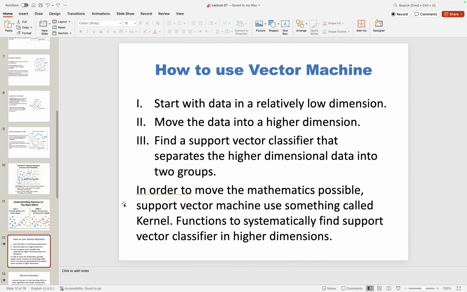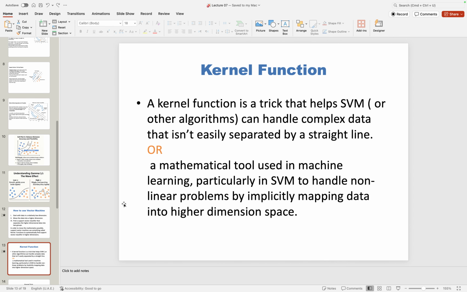So how to use support vector machines is: start with the data in a relatively low dimension, move the data into the higher dimension, and find a support vector classifier that separates the higher dimension data into two groups, right? And in order to make the mathematics possible, support vector machine uses something called kernel. So how many kernels are there? Linear kernel and RBF kernel, right? And a kernel function is a trick that helps SVM or other algorithms handle complex data that isn't easily separable, right? So it's a mathematical tool used in machine learning, particularly in SVM, to handle non-linear problems by implicitly mapping data into higher dimension space.